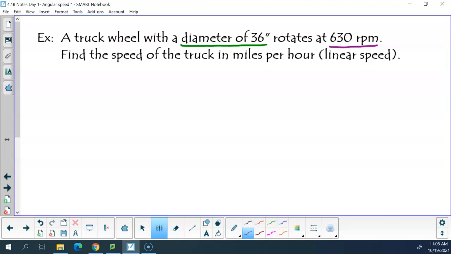Well, in purple, we were given revolutions per minute. We want to get that into miles per hour. That's what it says right here. Miles per hour.